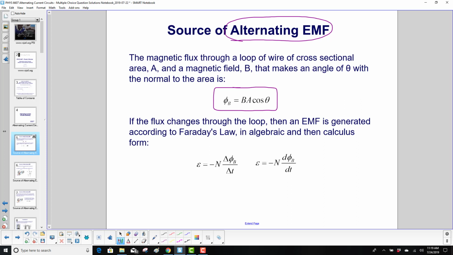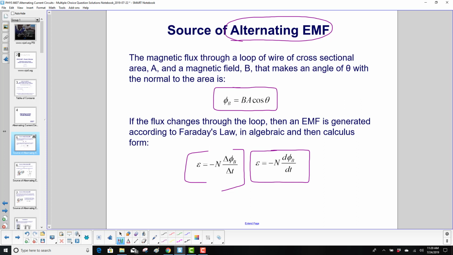Now we want to find out why our voltage or EMF is changing. Well, if the flux changes through the loop, then an EMF is generated according to Faraday's law, where EMF is minus N, change in flux over time. We're also going to show the calculus version of this. You don't need to know calculus, but if you do, this will show you what we're up to.